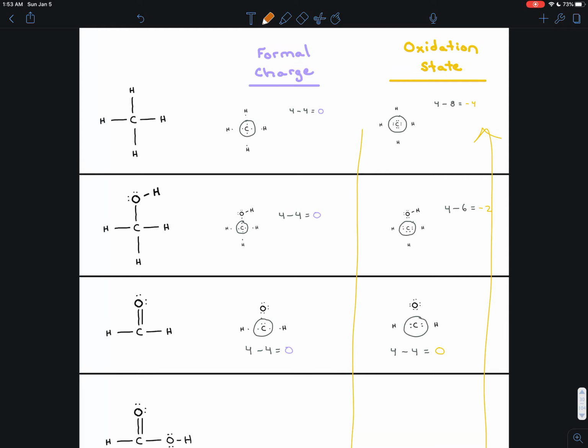As we'll see, for alcohols, the oxidation state ends up being a really useful measure. It tells us how many bonds to an electronegative element we have. For alcohols, that electronegative element is going to be oxygen.